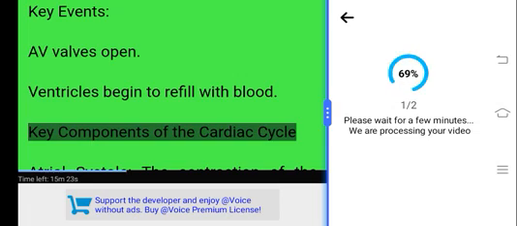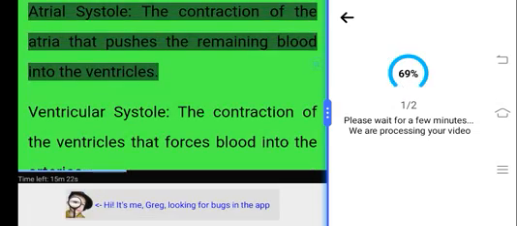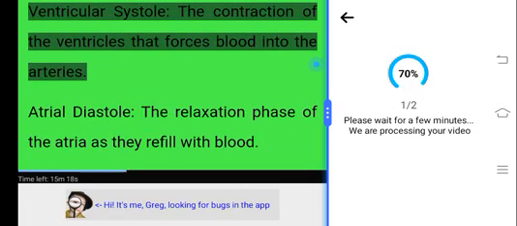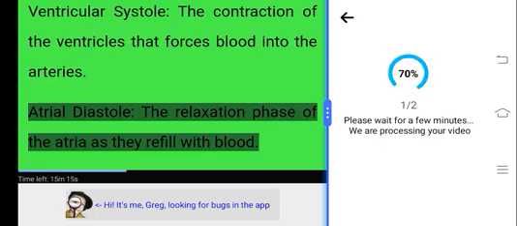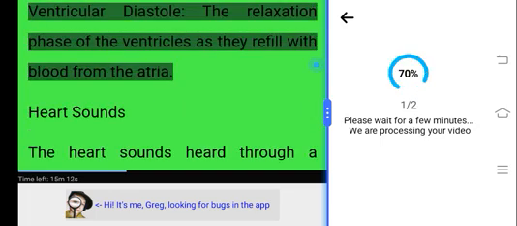Key components of the cardiac cycle. Atrial systole, the contraction of the atria that pushes the remaining blood into the ventricles. Ventricular systole, the contraction of the ventricles that forces blood into the arteries. Atrial diastole, the relaxation phase of the atria as they refill with blood. Ventricular diastole, the relaxation phase of the ventricles as they refill with blood from the atria.